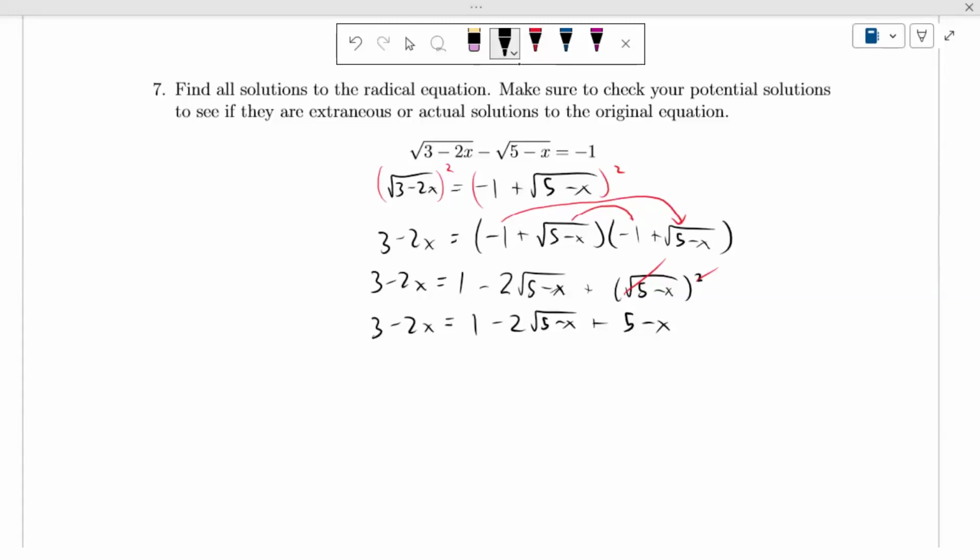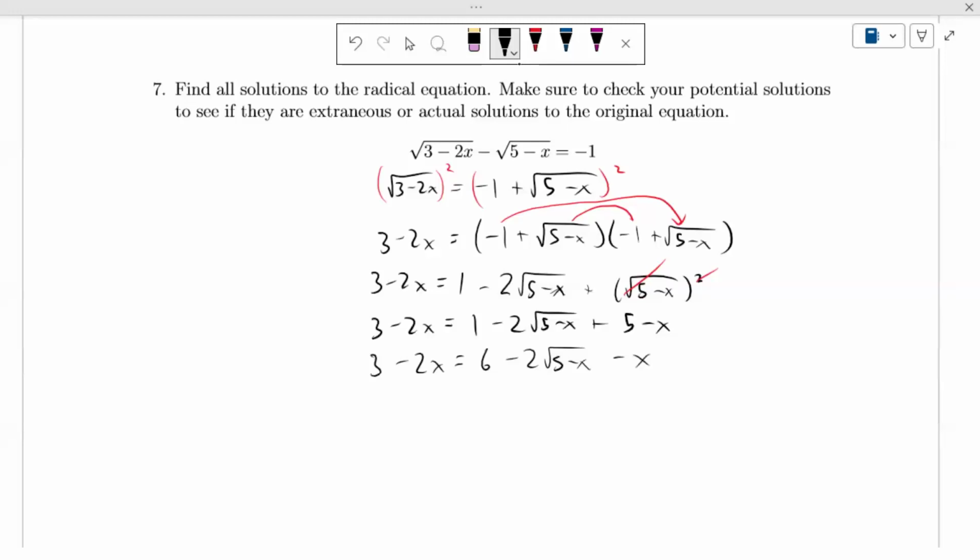Okay. So I'm going to combine some like terms here. 3 minus 2x is equal to 5 plus 1 is 6 minus 2 square root of 5 minus x, and then minus x, right? And then I still have a square root in there, right? So I want to leave my square root on the right-hand side of the equation, let's say, or I can move it on the left-hand side. It doesn't really matter. But I'm going to leave it on the right-hand side, and I'm going to move everything else onto the left-hand side.